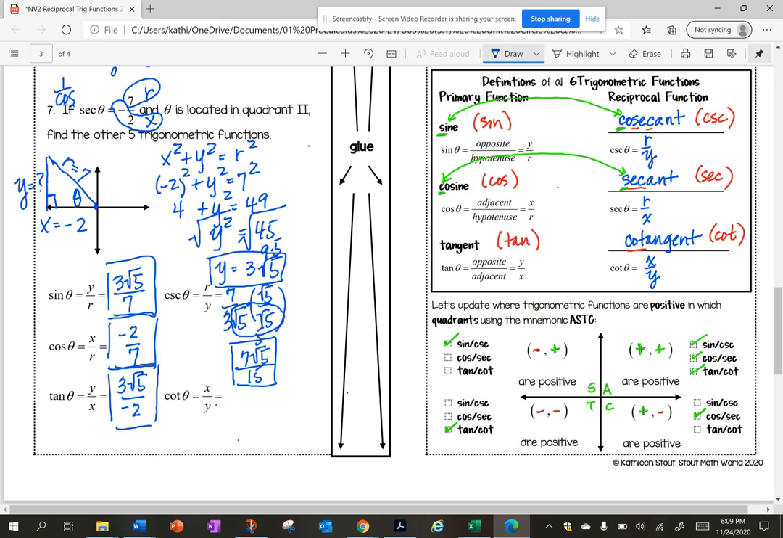And cotangent is the reciprocal of tangent. So I know this is going to be -2 divided by 3 times the square root of 5. Again, I need to rationalize the denominator. So square root of 5 times the square root of 5. So -2 times the square root of 5 divided by 3 times 5 is 15. We got it.